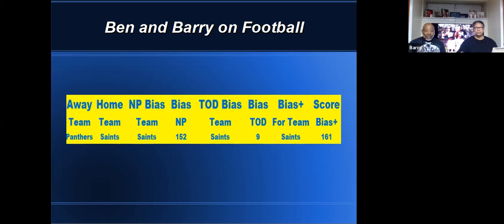Defensively, I'm not exactly sure what kind of shape they're in as far as starters and backups are concerned. But I still think they'll have enough, being at home and schematically, to beat the Panthers. So I'm still picking the Saints to win.